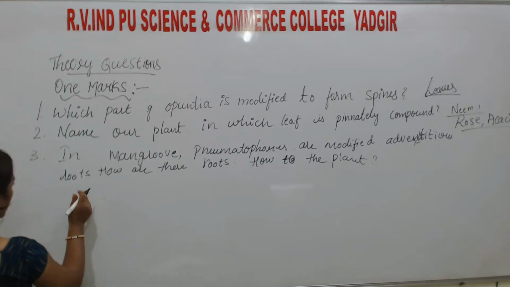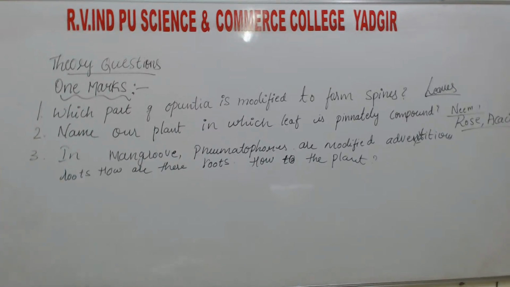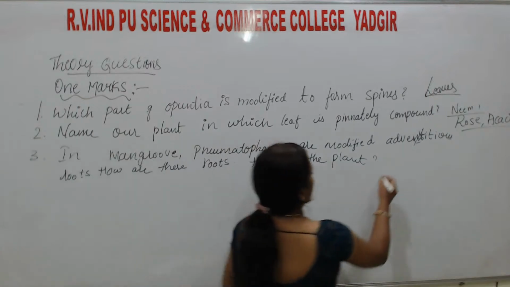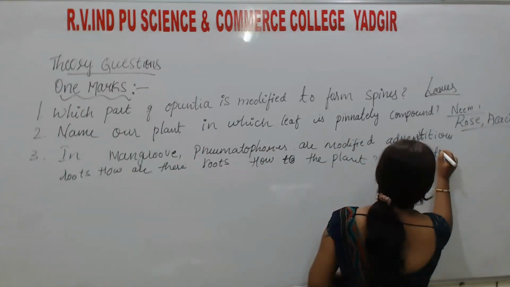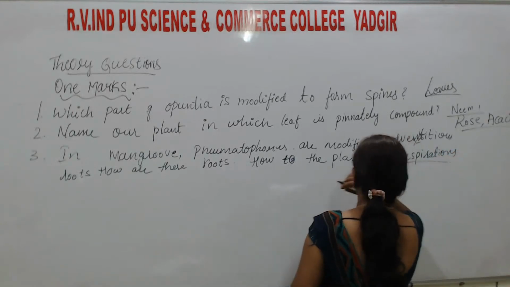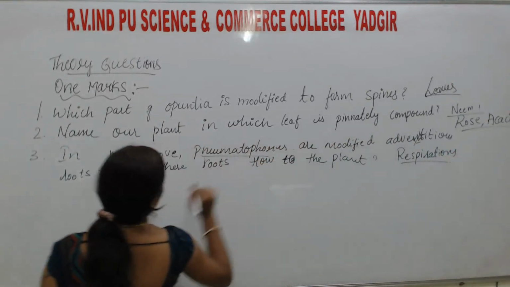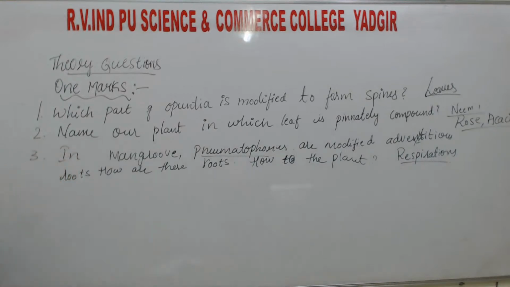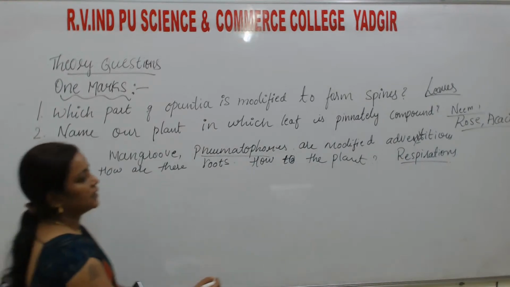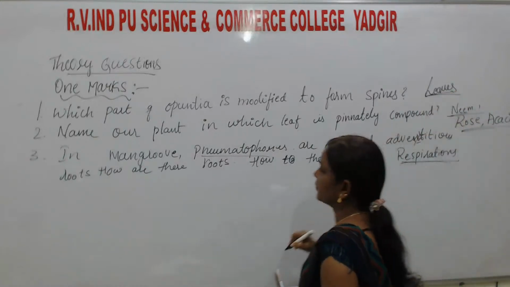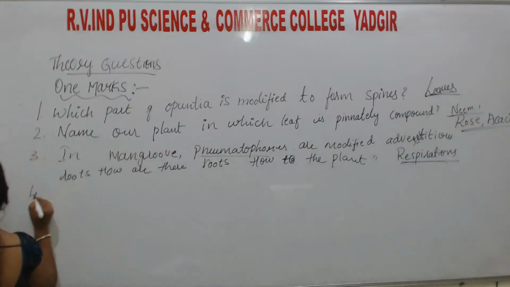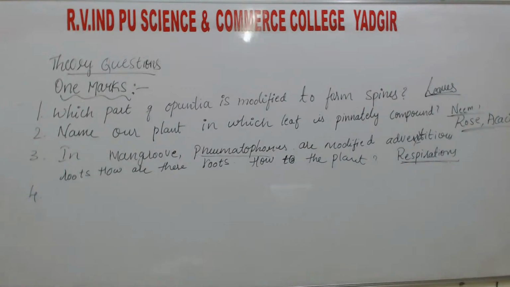Adventitious roots, example, the answer will be pneumatophores. Pneumatophores in mangroves help in what? How do they help? They help in respiration. Pneumatophores are present for what? They are helpful for respiration. The answer is respiration. All these underlined are the answers. Next, four. One more question. Fourth one.